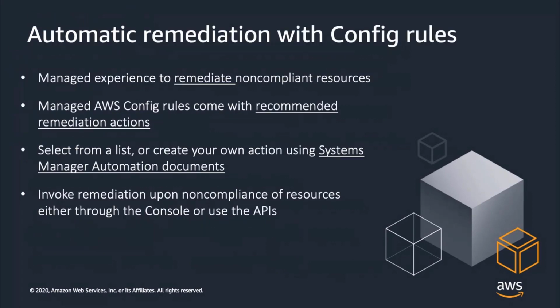With AWS Config, it provides you a way to put in automatic remediation for the Config rules that you set on your resource. This allows you to select from a list of provided Systems Manager automation documents to put back in the configuration of your resource when it goes off your configuration state. You can invoke these remediations either through the console or via the API.